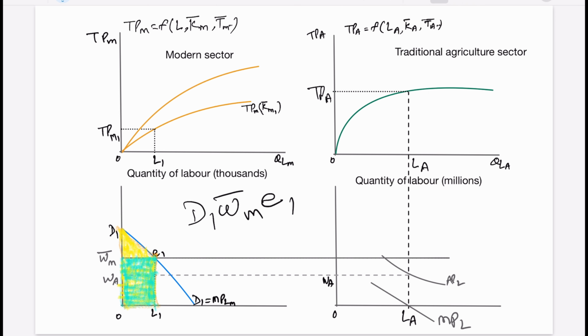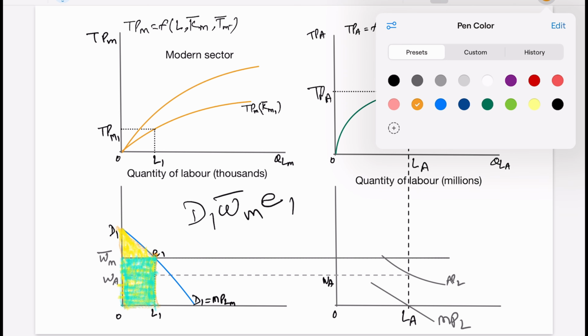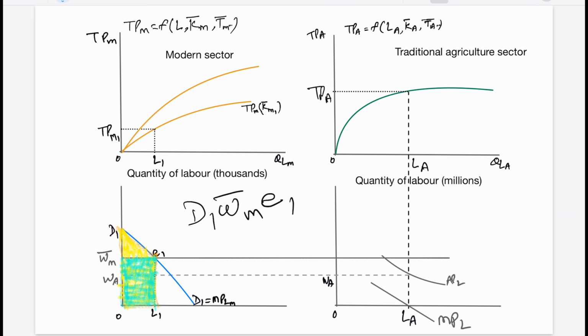So we will have a higher production function. This production function is actually given as TPM KM2 bar, and we are assuming that KM3 bar is greater than KM2 bar, which is greater than KM1 bar. We will have our third bar also.